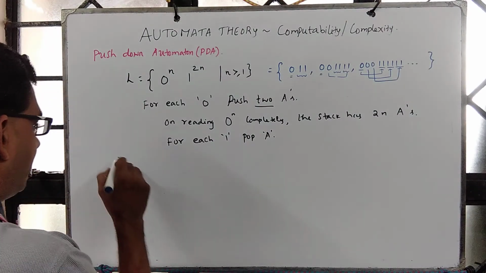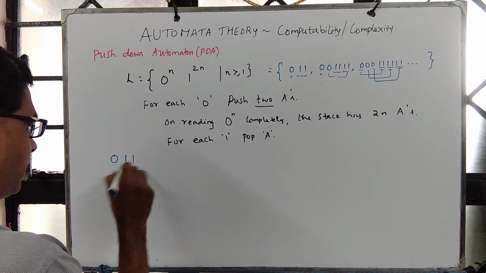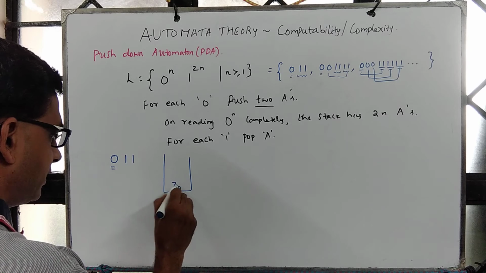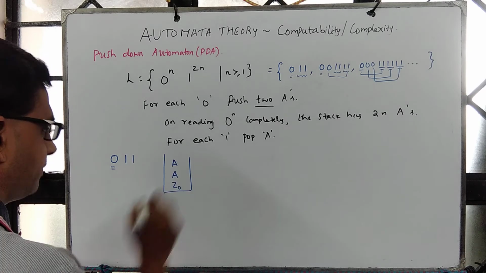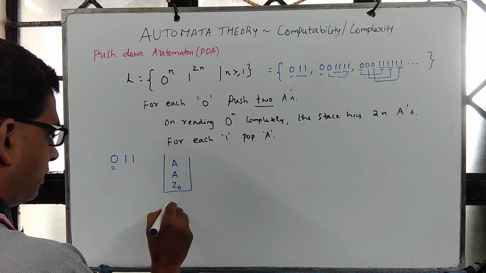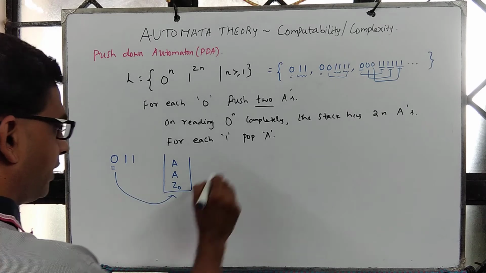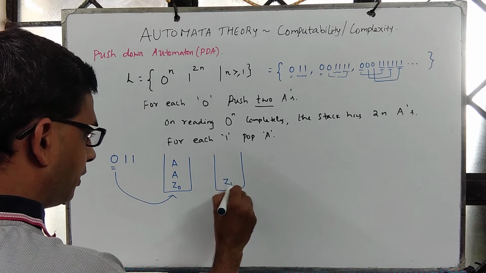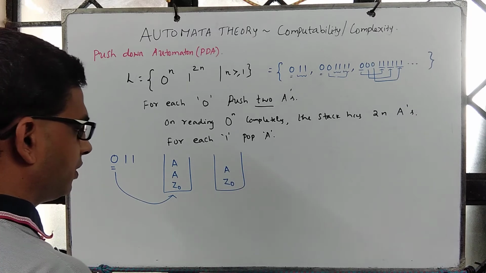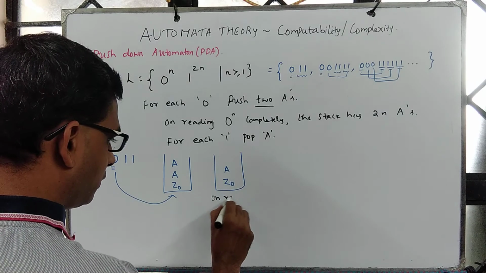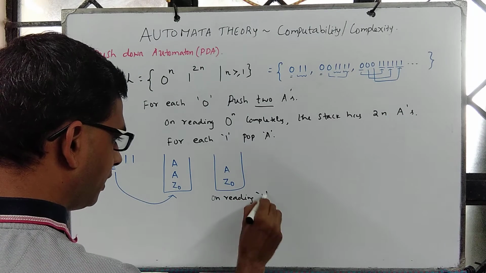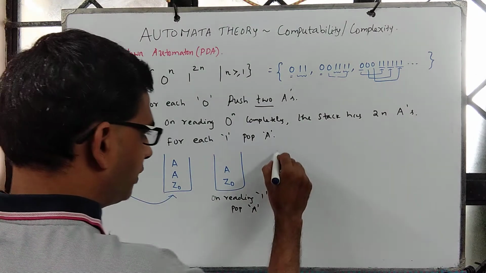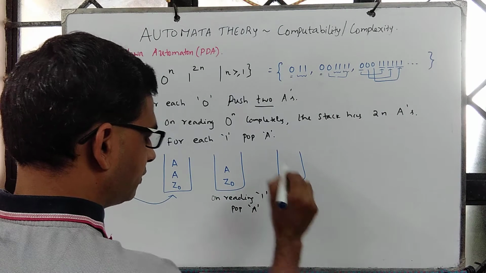So what am I saying? Suppose the input is 0, 1, 1. When we read this 0, initially it will be Z0, then we push 2 A's. This is for this 0. Then we read a 1. On reading the first 1, you pop 1 A. So configuration will be this. So on reading 1, pop A. When you read one more 1, you pop that as well. This is what happens.